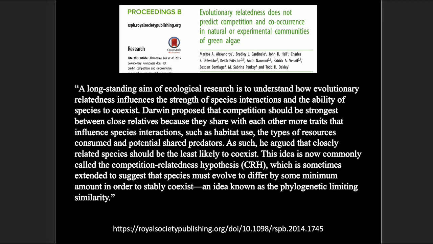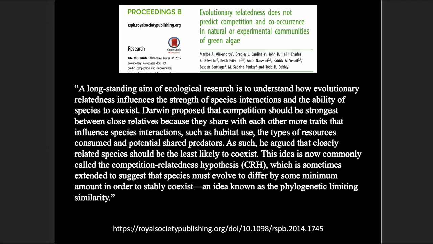A long-standing aim of ecological research is to understand how evolutionary relatedness influences the strength of species interactions and the ability of species to coexist. Darwin proposed that competition should be strongest between close relatives because they share with each other more traits that influence species interactions, such as habitat use, the types of resources consumed, and potential shared predators. As such, he argued that closely related species should be the least likely to coexist.